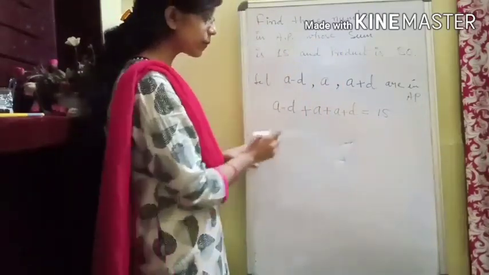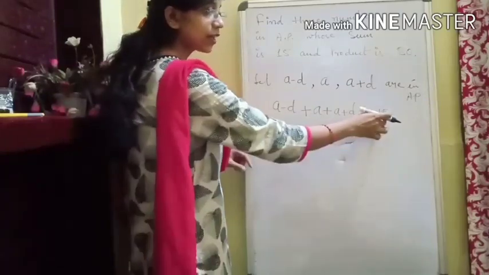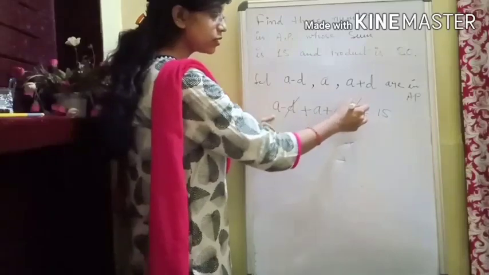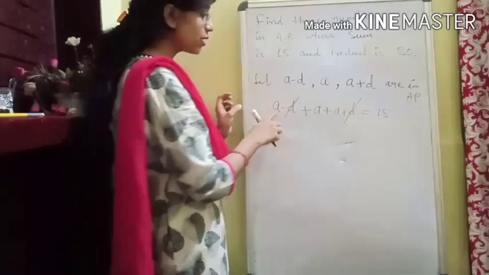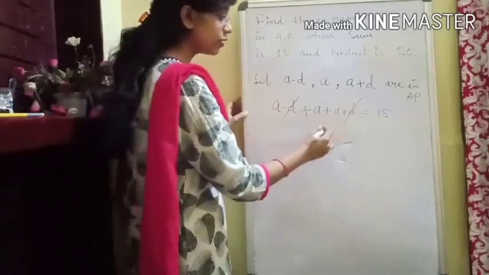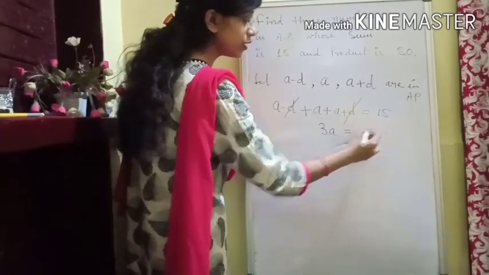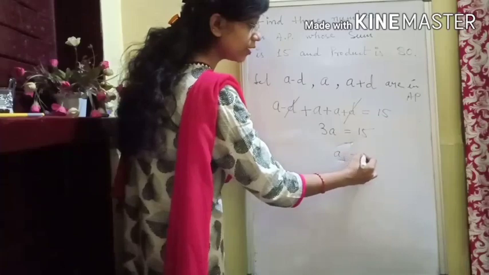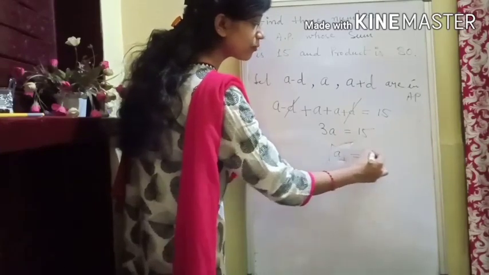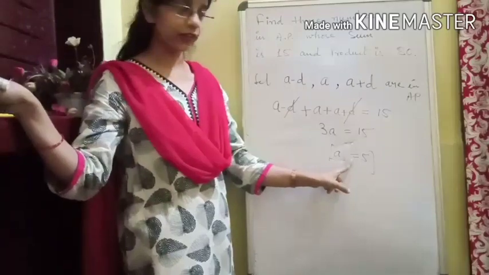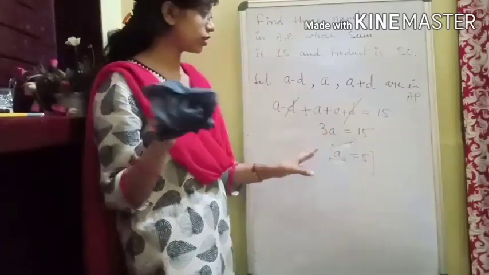So now if you see, when we write this condition, here we have minus d and plus d, so we can cancel them. It is a plus a plus a, which gives you 3a equals 15, or simply a equals 5. So from our first condition you get a equals 5. This is according to the first condition.